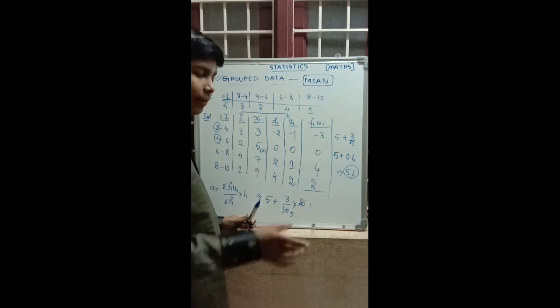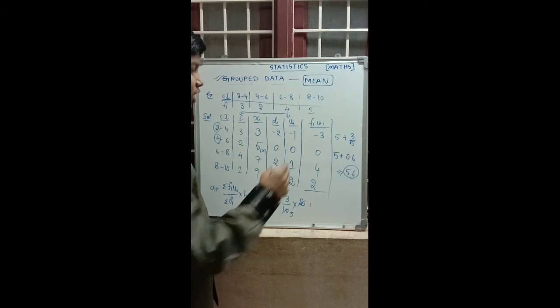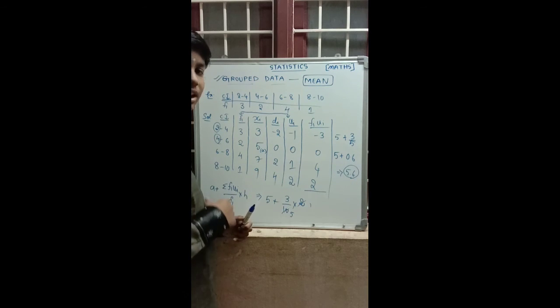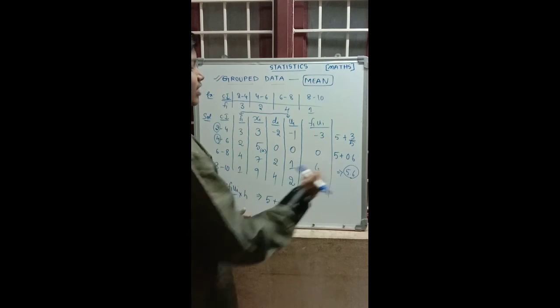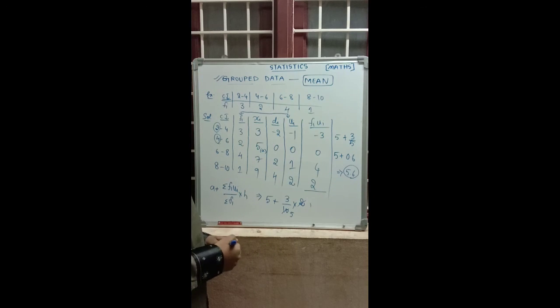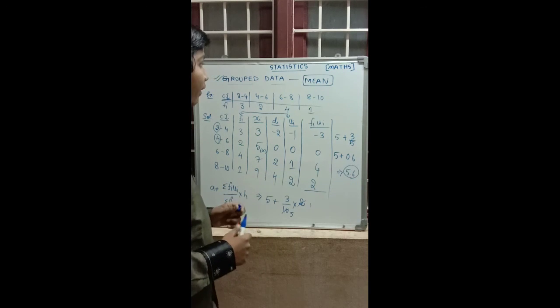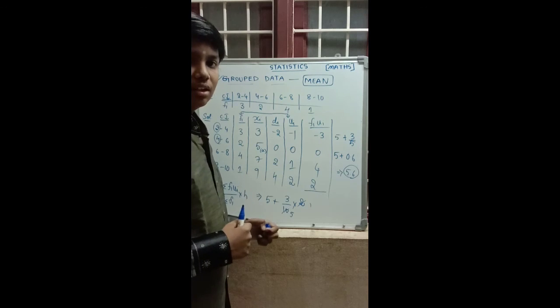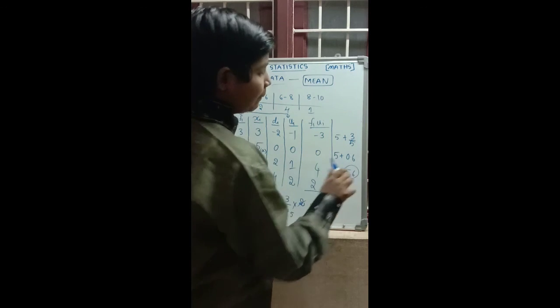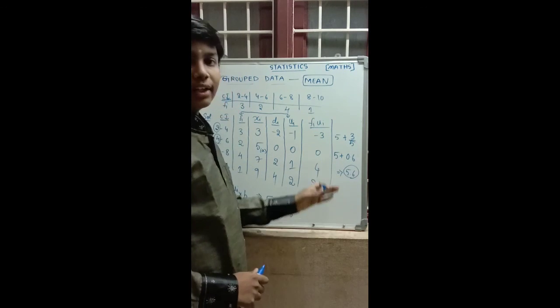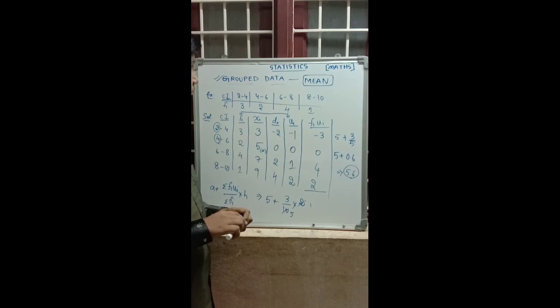In the direct method, assumed mean method and the step deviation method, we have got the mean as 5.6. So if any question asks us to find the mean, we can find it by any method. Any method will give the same answer, as I showed here in the 3 methods. This is about the step deviation method.